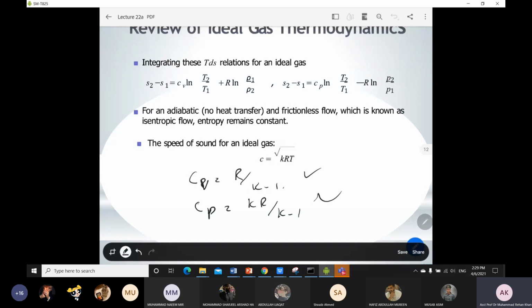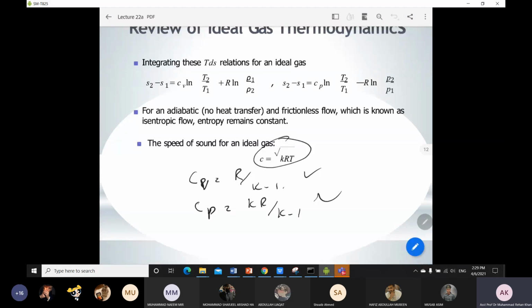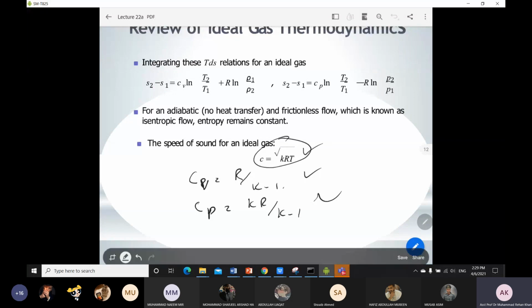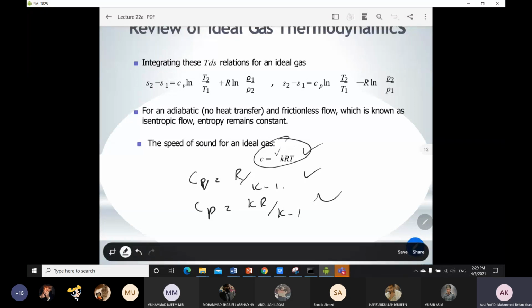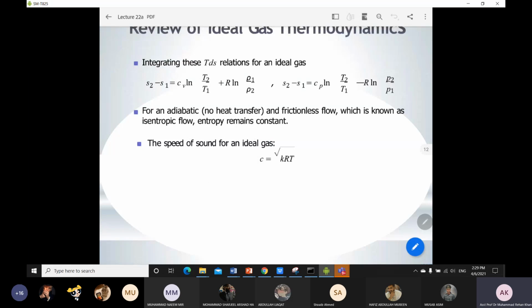Okay, so now coming towards the important point, that we have to know how we have developed this relation for the isentropic flow for the speed of sound. Okay, so let's prove this equation first, so that we will get some idea.